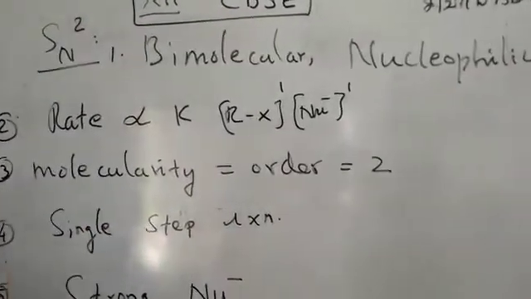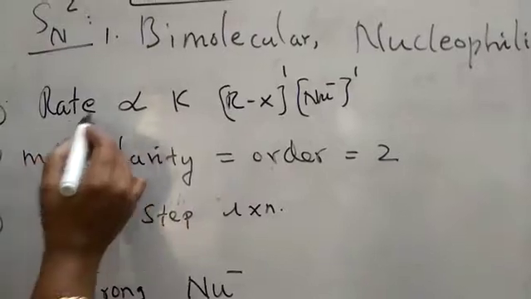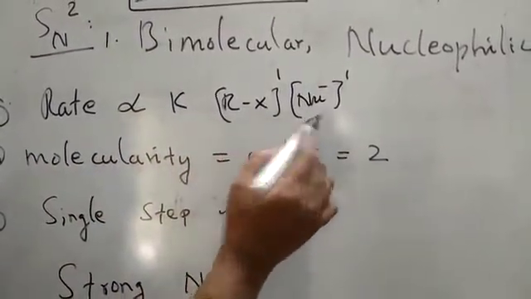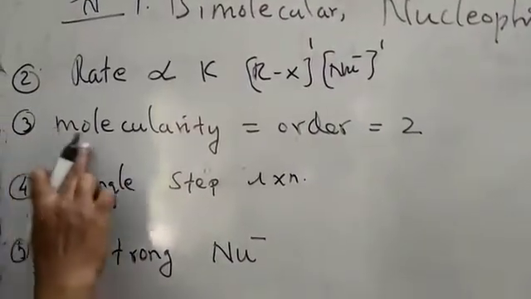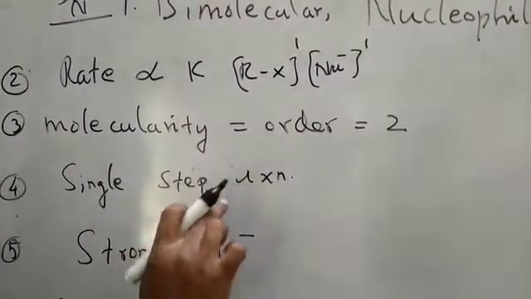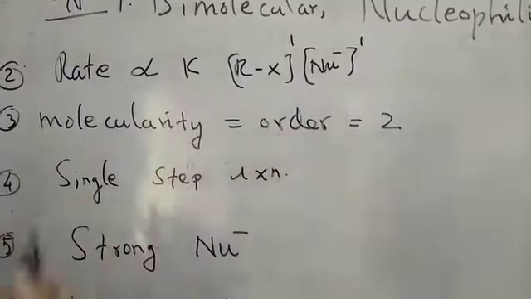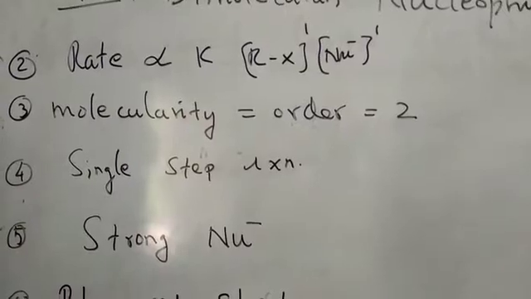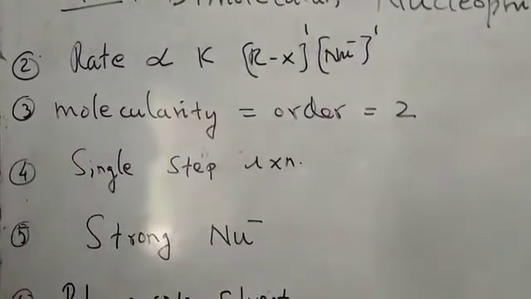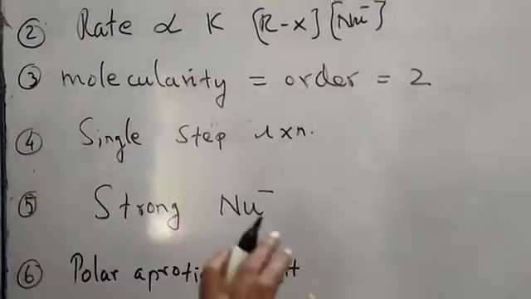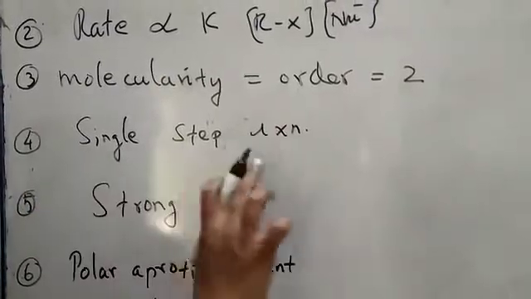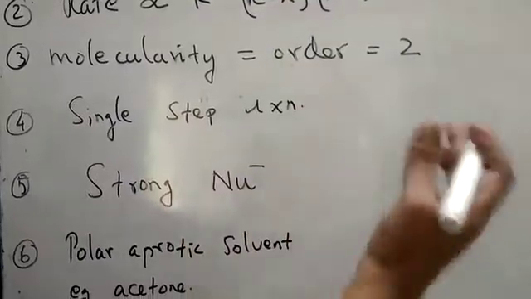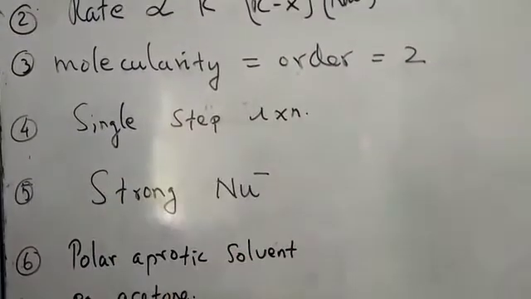And what are the next points? As I already said, the rate is directly proportional to the concentration of the halide and the nucleophile. The next point is that the molecularity of the reaction as well as the order are both 2. That means in the elementary step, 2 reactants are taking part. That is the definition of molecularity. The next point is that this reaction takes place in a single step. Before going to the remaining points, let me come to the example, then I will come back to explaining.